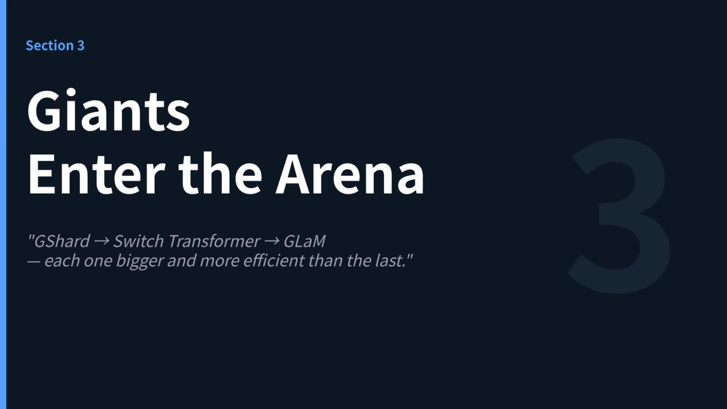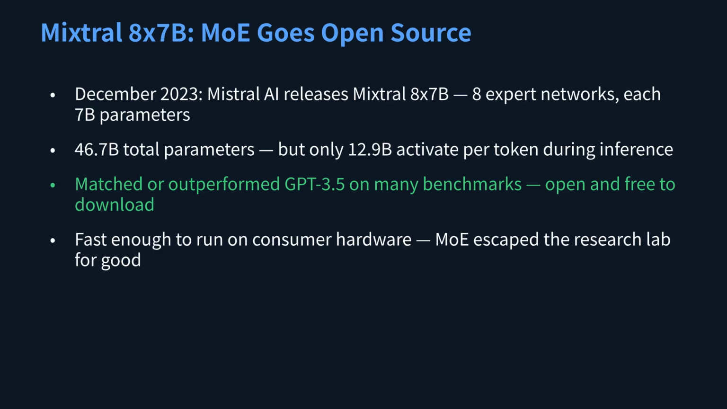Also in 2021, Google's GLaM model demonstrated something crucial. A 1.2 trillion parameter MoE model could outperform GPT-3 while using only about 1/3 of the energy during inference. Bigger model, less electricity. That combination would prove irresistible. For years, MoE was mostly locked inside big tech research labs.